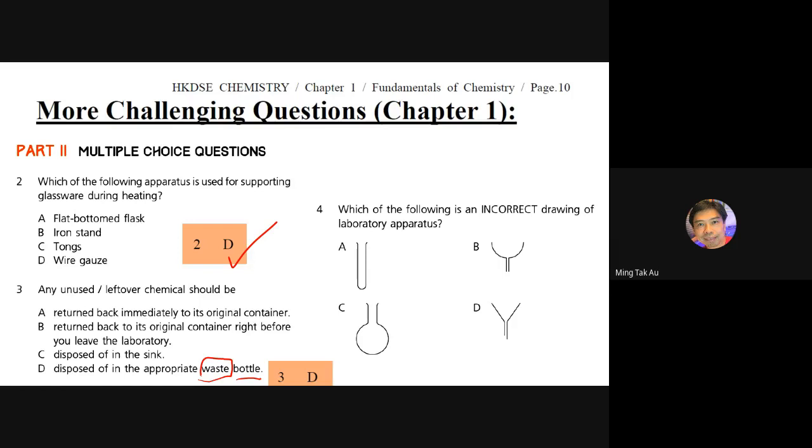咁如果真係倒去星盤嗰啲，我遲啲會話俾你聽。通常你唔好 expect 到去星盤嗰度。Okay, question 4. Which of following is an incorrect drawing of laboratory apparatus?